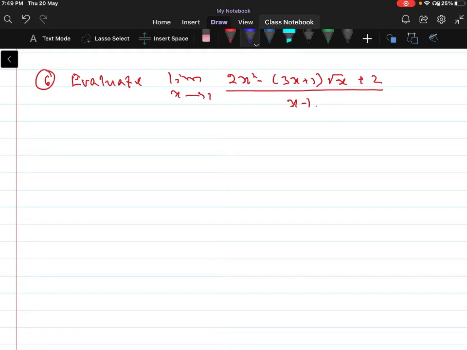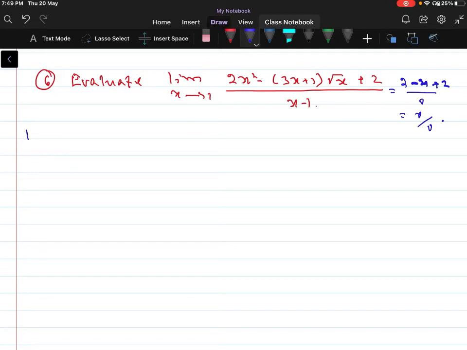When x approaches 1, we have 2 into 1, 2, minus 3 into 1, 3, plus 1, 4, minus 4, root of 1 is 1, plus 2 divided by 1 minus 1, 0. That is equal to 0 by 0 form. So now let us apply the L'Hospital rule.